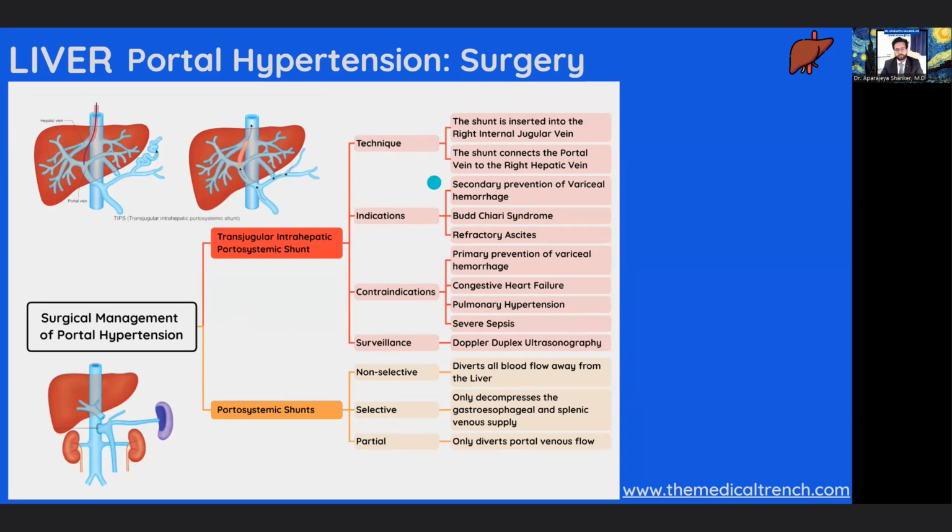So with that said, we have just completed liver portal hypertension, and we're going to go into hydatid disease. Now, if at this stage you have any questions, please text me in the chat. Only I'll be seeing your questions.